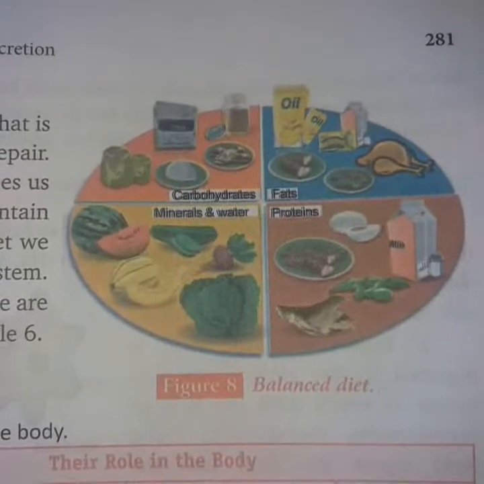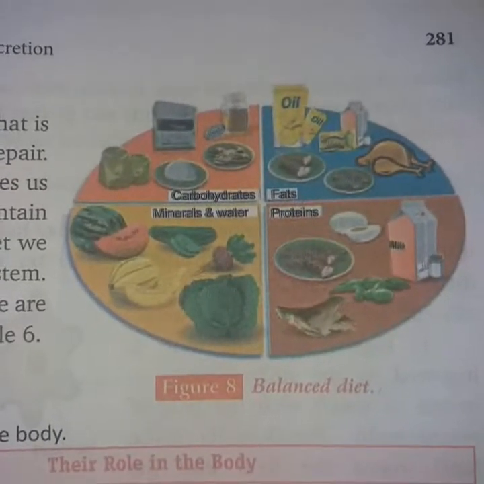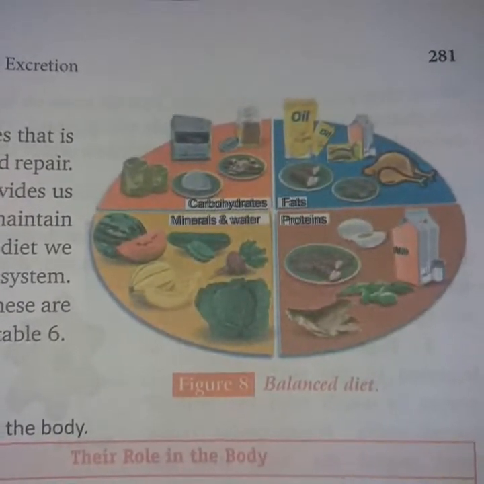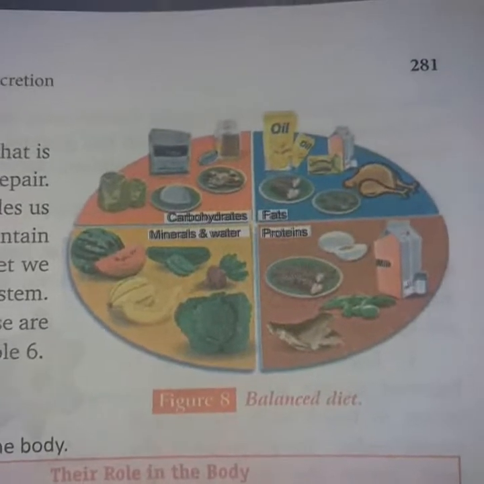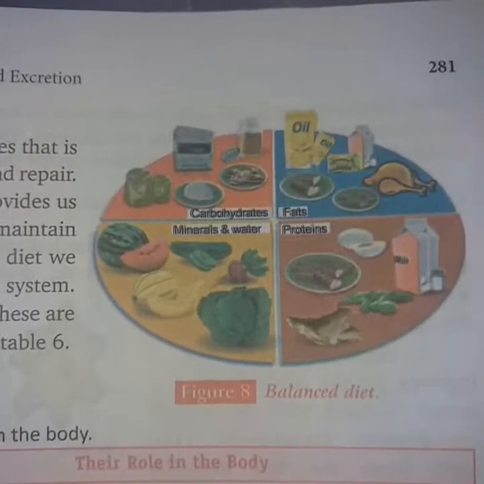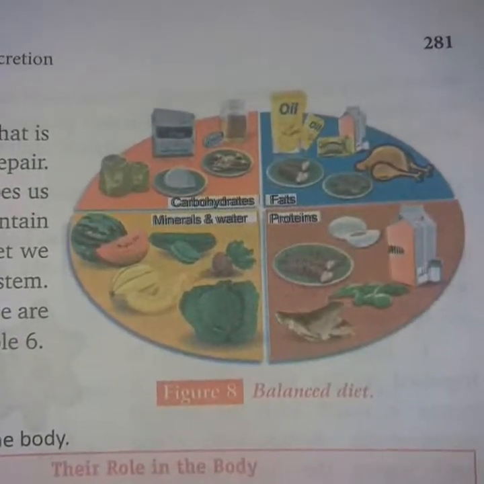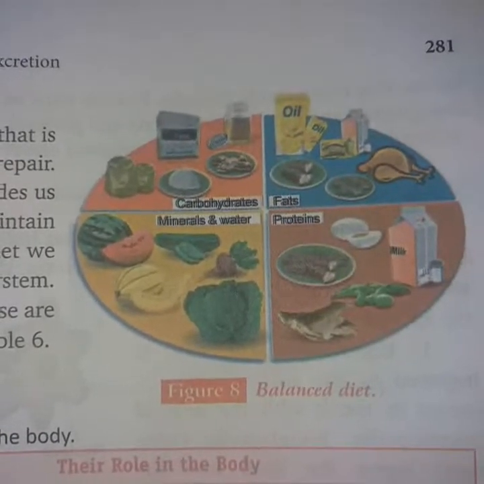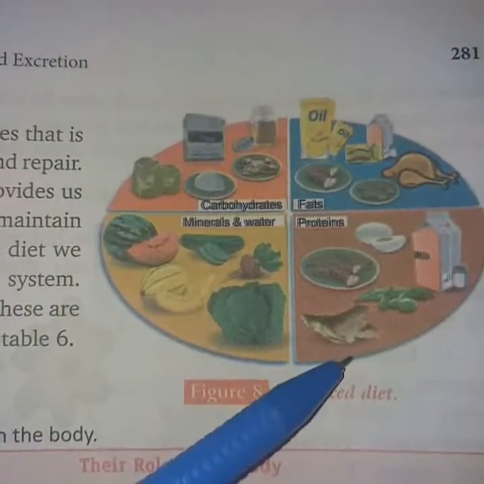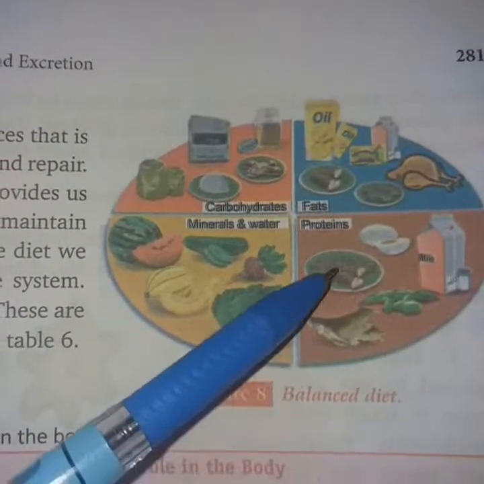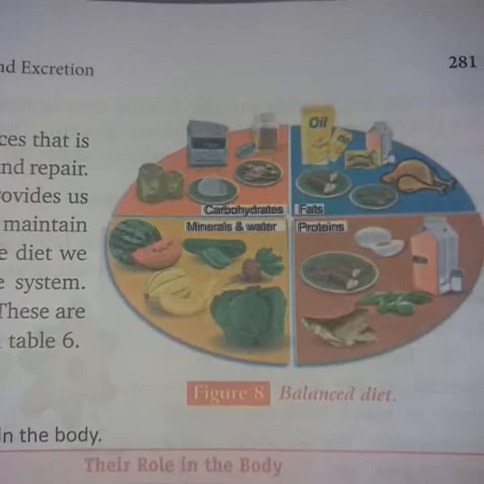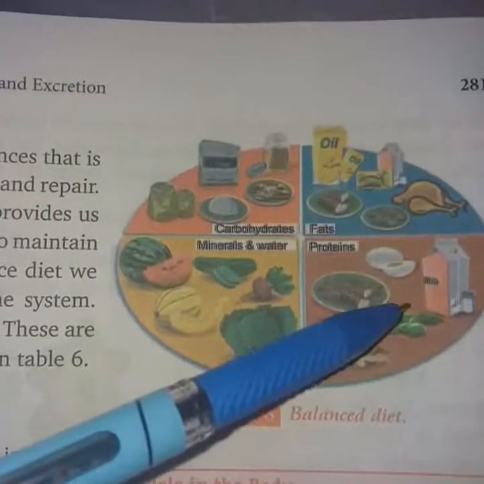Next is proteins. They help in the formation of cell membranes and repairing the body. They maintain the strength of bones and other organs. They repair fractured tissue of the body. These are the sources of proteins: dry fruits, egg, milk.